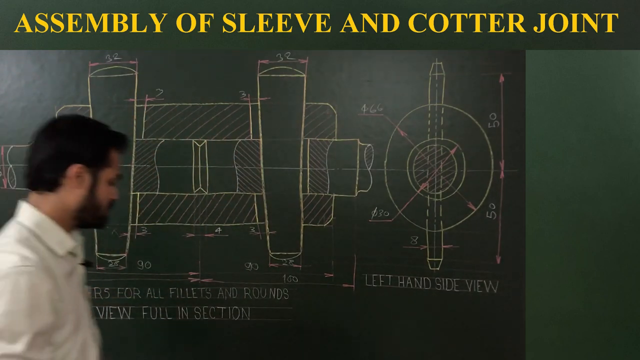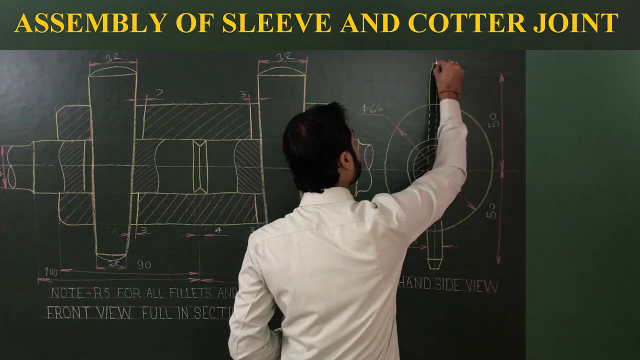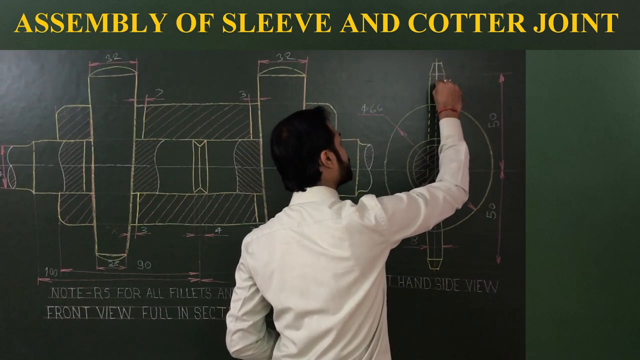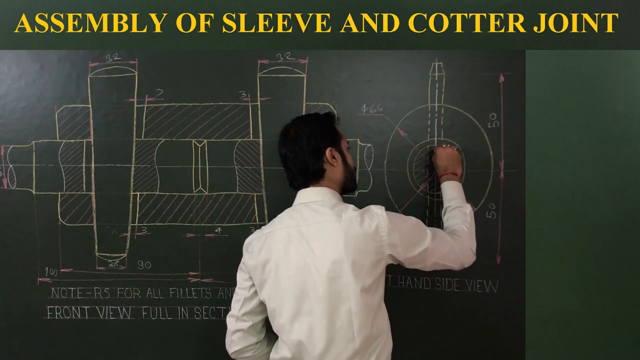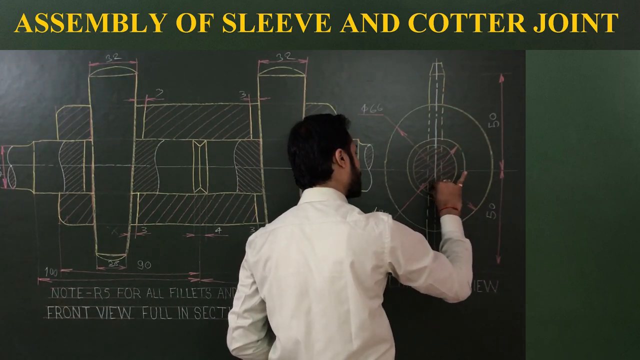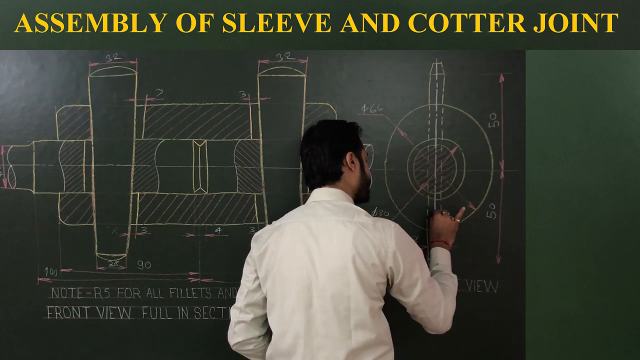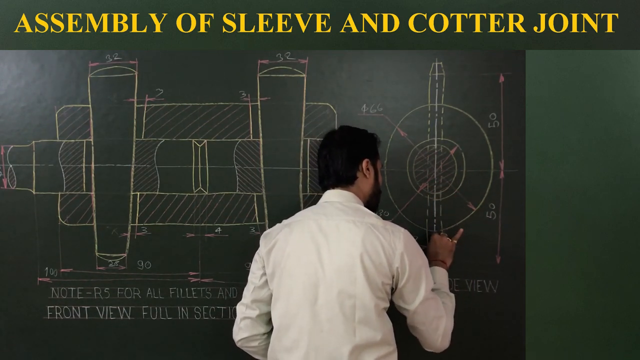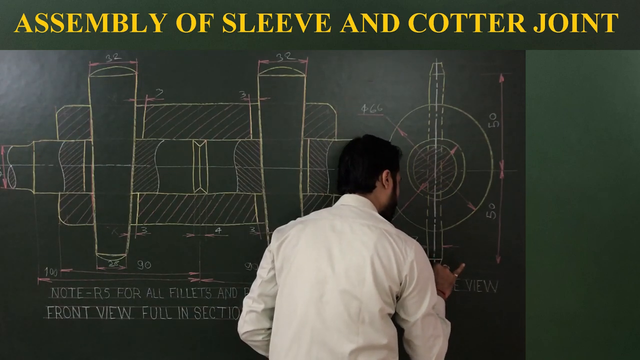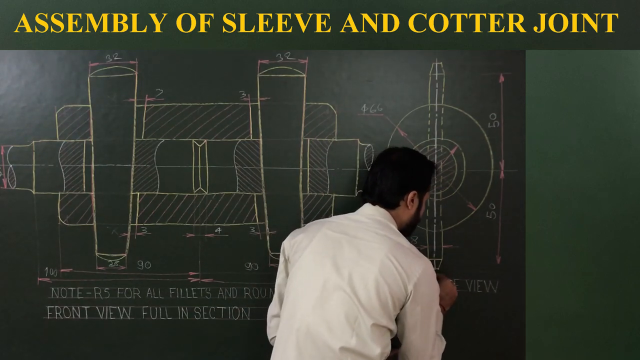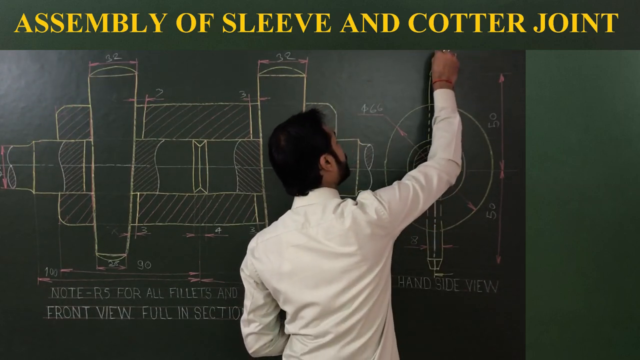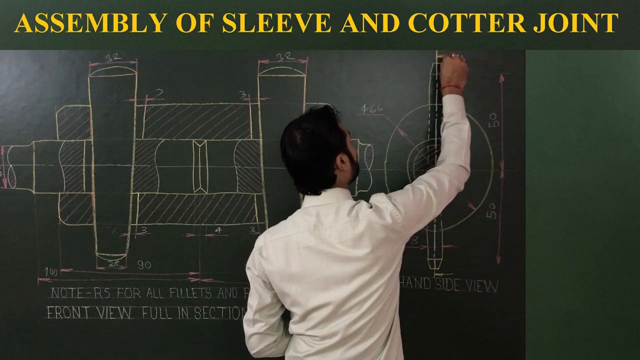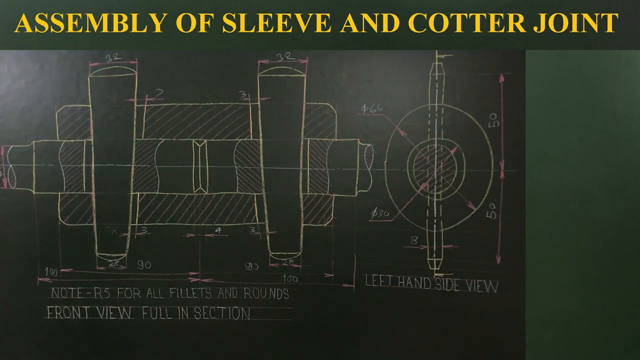And one more thing, in front view full in section, we have to show section plane or section line in the side view, sorry. So arrow and arrow for the representation of direction of section or sectional view.